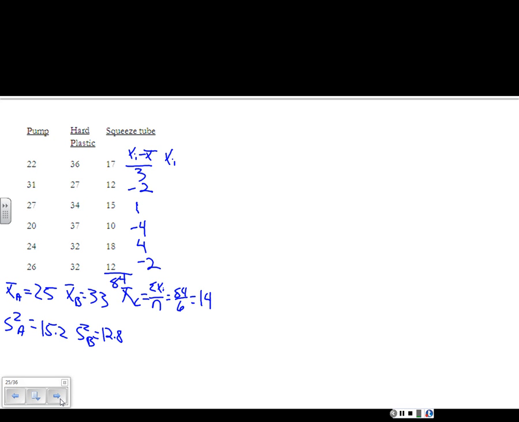Then we're going to square those deviations. And add all of that up, and I got 50. And so then the variance for group C, be careful on this one, don't take the square root. It's just the sum of the x sub i minus x bar squared divided by n minus 1. So we had 50 divided by 5 is equal to 10.